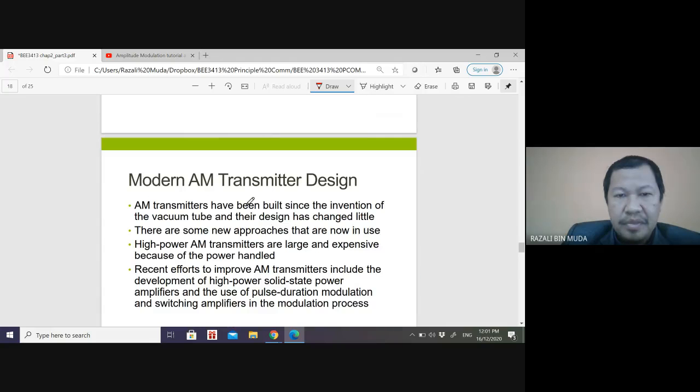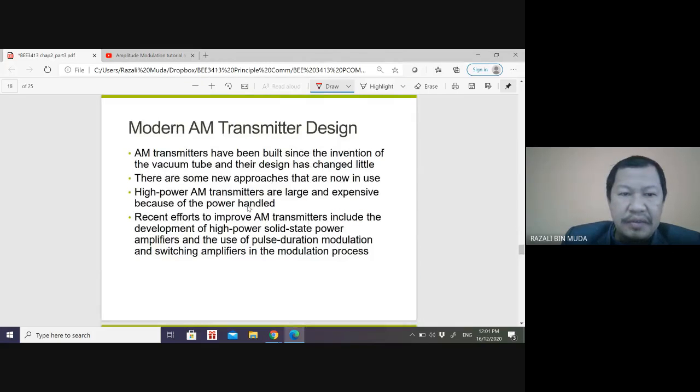Okay. Modern AM transmitter design. AM transmitters have been built since the invention of the vacuum tube, and their design has changed little since then. There are some new approaches that are now in use. High power AM transmitters are large and expensive because of the power handled. Recent efforts to improve AM transmitters include the development of high power solid state power amplifiers, and the use of pulse duration modulation and switching amplifiers in the modulation process.